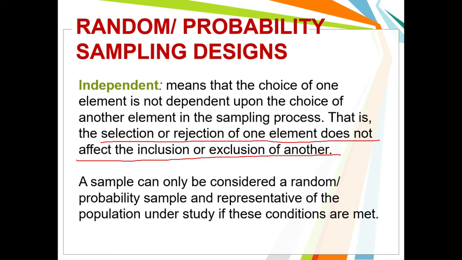Okay? So, yan yung criteria ng random or probability sampling. Equal, lahat may chance na mapili. Independent, walang condition na kailangan i-met or yung pagkapili ng isa is not dependent upon another one na napili. Okay? So, dapat equal and independent yung ating mga samples.